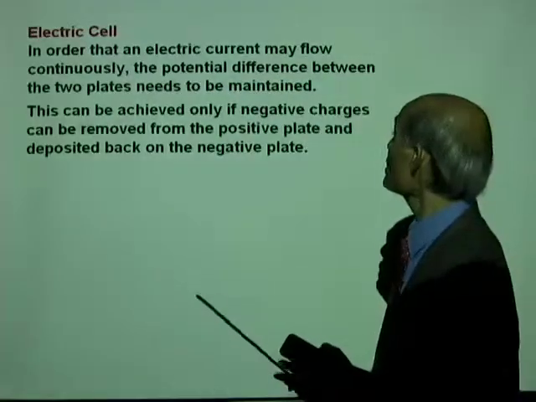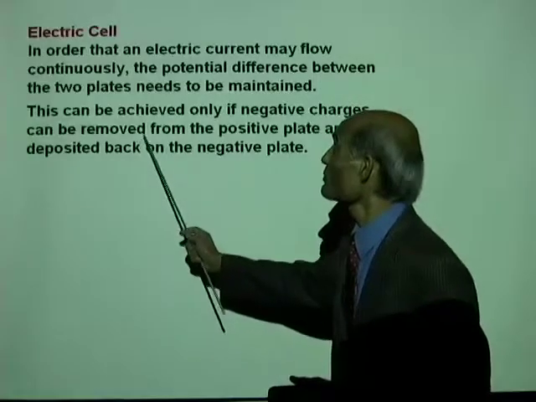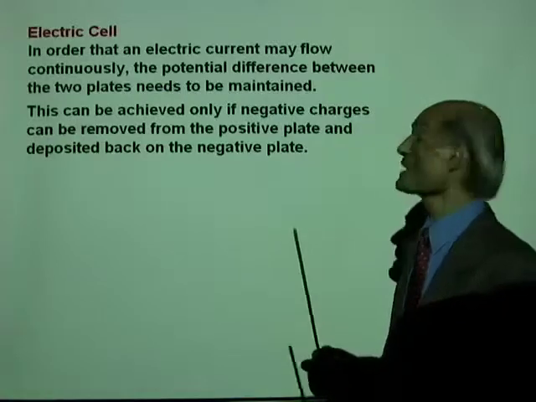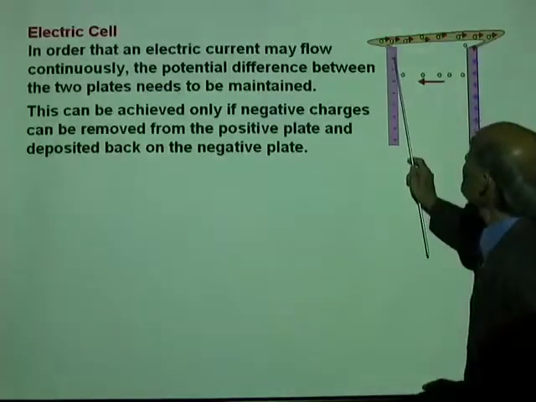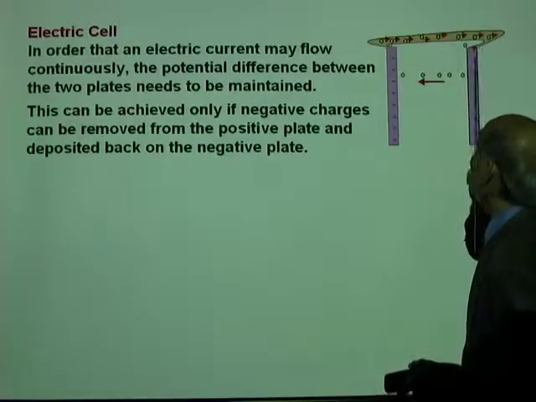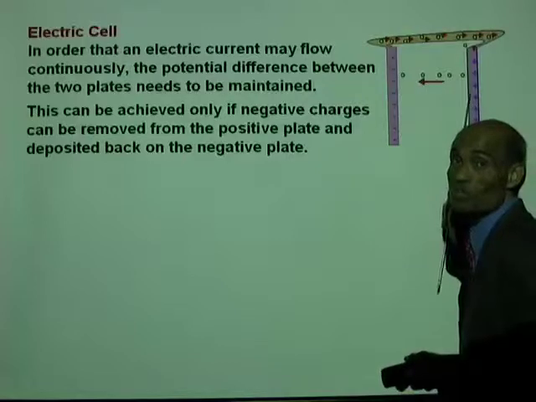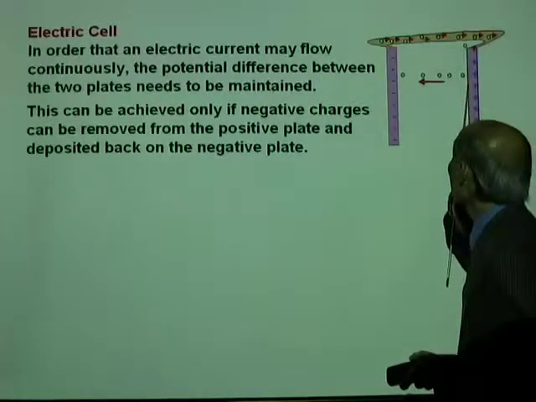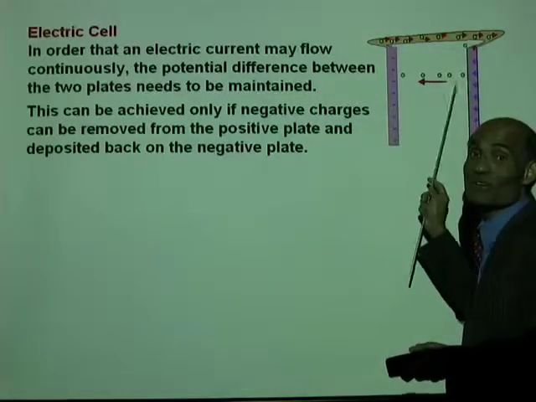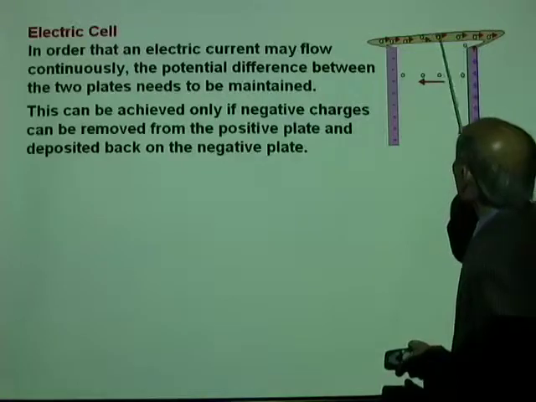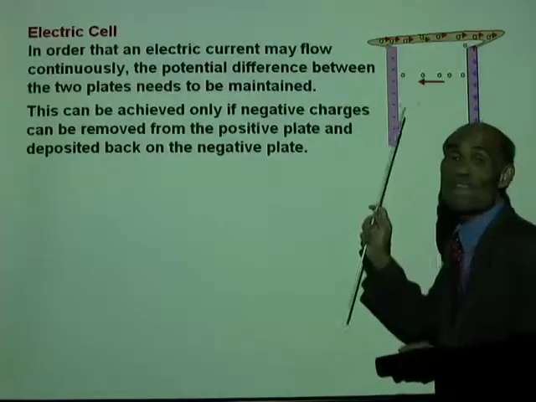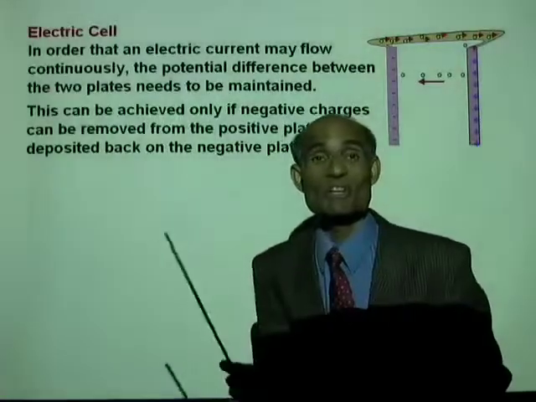Now this can be achieved only if negative charges can be removed from the positive and deposited back in the negative. You see, as negative charges drift from the negative plate to the positive plate, in order to maintain the potential difference, you need to remove negative charges from the positive and put it back in the negative. So this is the external conductor, and you need to do this internally through the cell, and that is what the chemical action in the cell does.